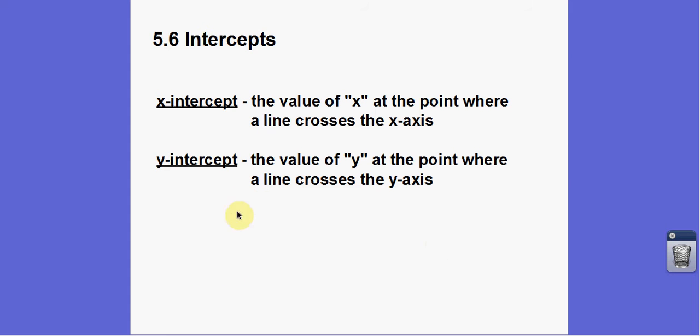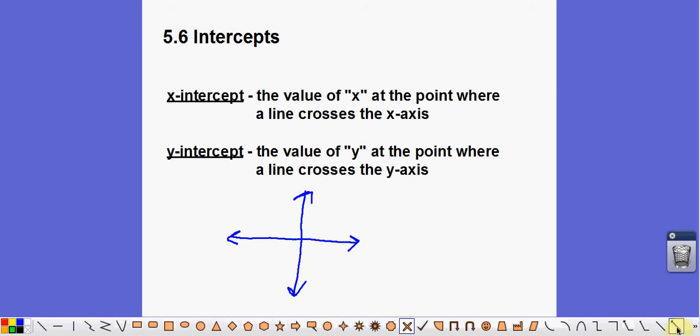Now let me draw you a little picture here. We'll use blue. Alright, so here's my graph. Here's my y-axis. Here's my x-axis. And let's draw a line here. We'll use the line tool. It'll look pretty if I do that. Alright, here's my line right here. So there's my line on my coordinate system.